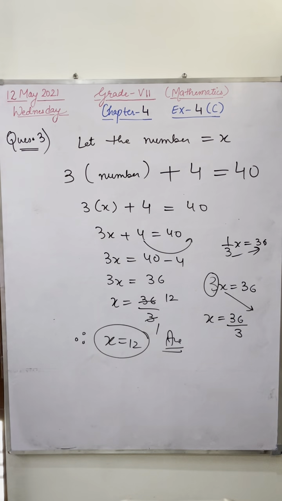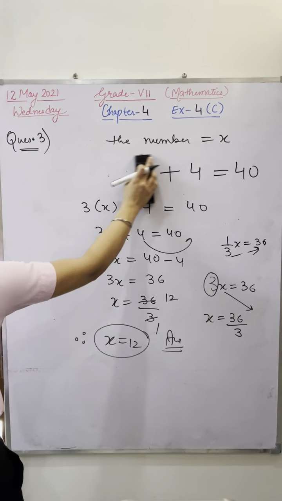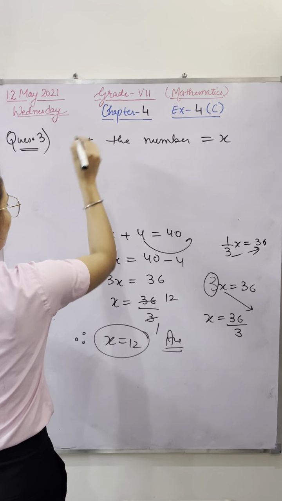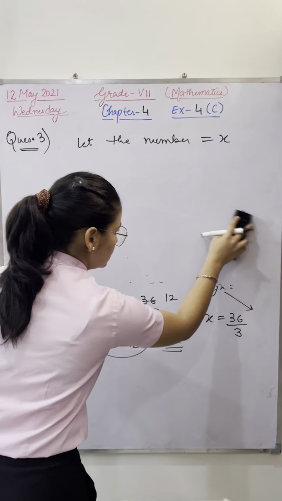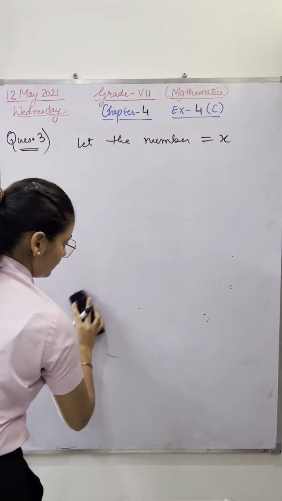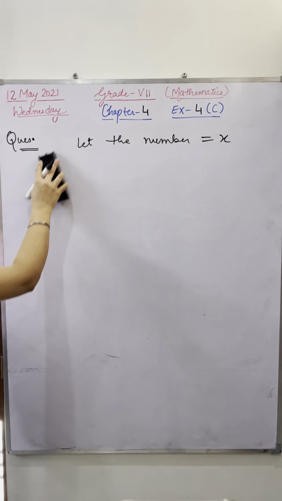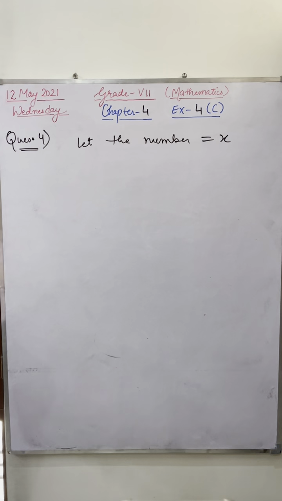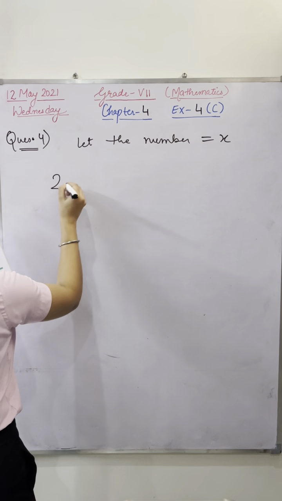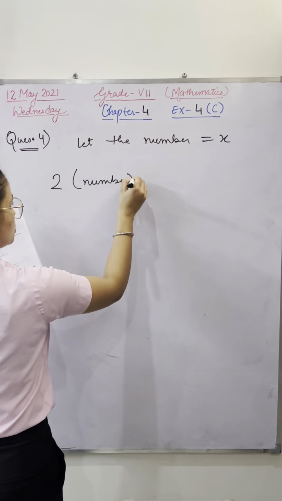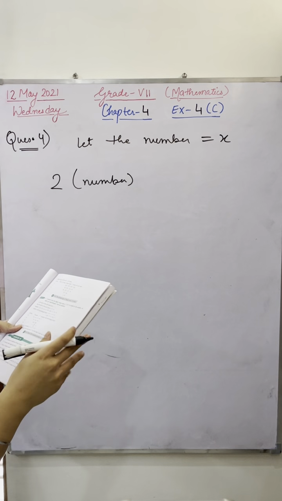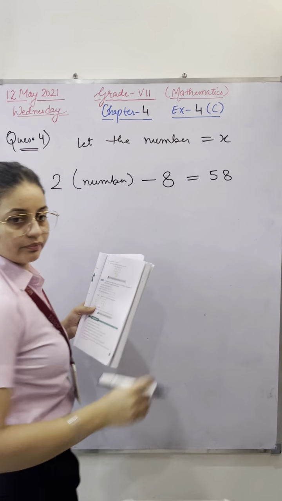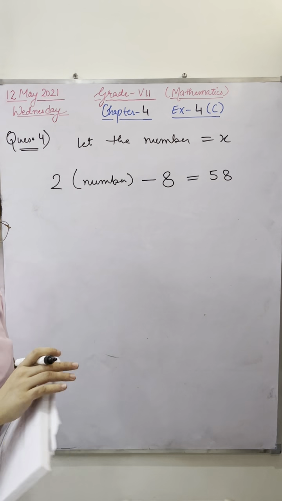Now let's start with the next question. Question 4th. In all these questions, you have to write this line: let the number be x. You have to suppose that number. Question 4th is: twice a number, twice means 2 times a number, when decreased by 8 gives you 58. Any doubt? Very, very easy.